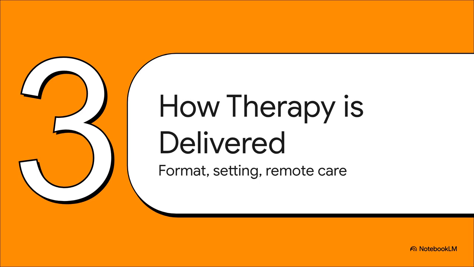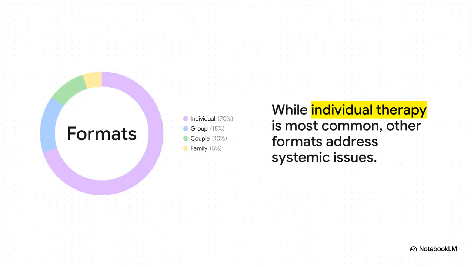Okay, so we've got a map of the main therapies. Now let's talk about how they're actually delivered to patients out there in the real world. So yeah, one-on-one individual therapy is by far the most common format you'll see, but you really don't want to overlook the others. Group therapy can create these incredibly powerful support networks, and couple and family therapy can get right to the heart of the systemic and relational issues that might be going on.